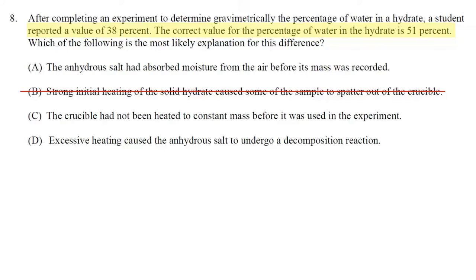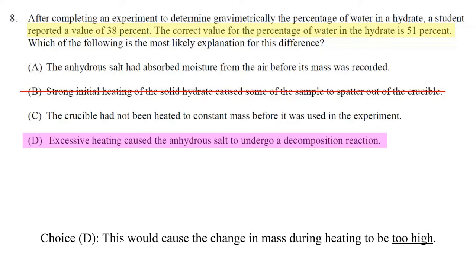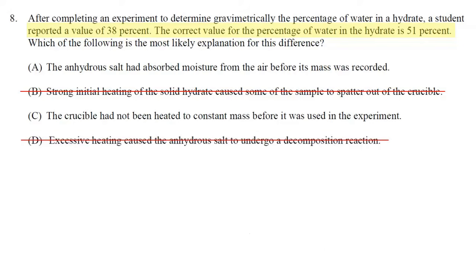Let's take a look at choice D. Excessive heating caused the anhydrous salt to undergo a decomposition reaction. That means that in addition to losing water by evaporation, this anhydrous salt is starting to break down or decompose, possibly giving off gases into the air. That would also cause the change in mass to be too high if it's breaking down or decomposing because of excessive heating. Again, we can eliminate choice D.